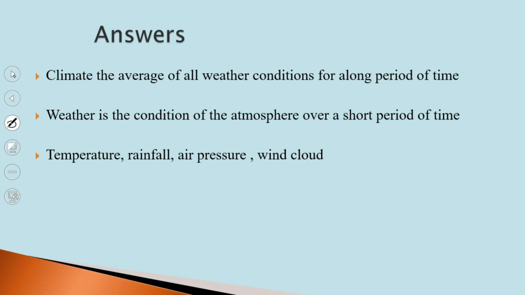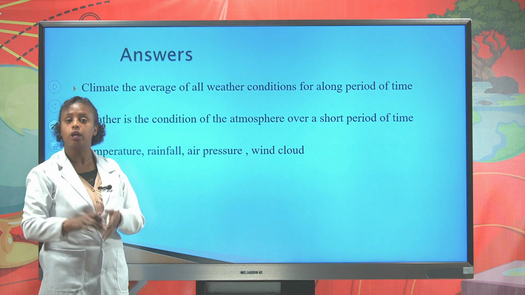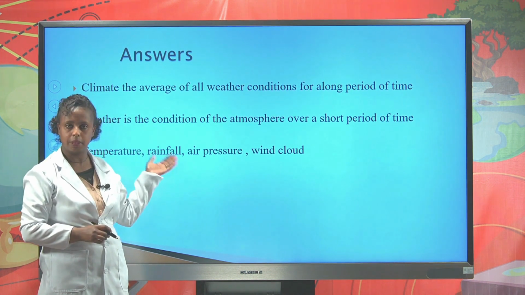The difference between weather and climate is the time or the duration of the period. Climate is the average of all weather conditions for a long period of time, whereas weather is the atmospheric condition for a short period of time. This is the difference between weather and climate.